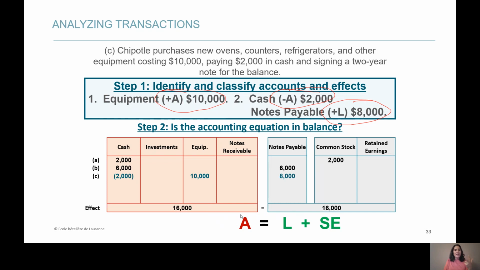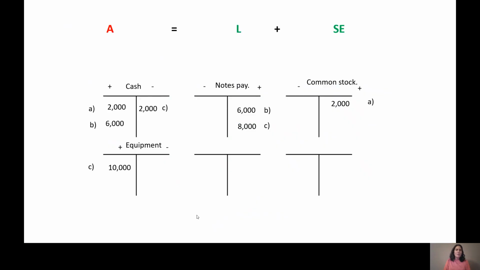So you remember that every transaction affects at least 2 accounts. Here, this transaction affects 3 accounts. So equipment increases by 10,000. Equipment being a red account, an account which is on the left-hand side, it functions plus minus. So I have to increase my equipment by 10,000. I have to decrease my cash by 2,000. I've used 2,000 of my cash to pay for my equipment of 10,000. And I have to increase my notes payable by 8,000.